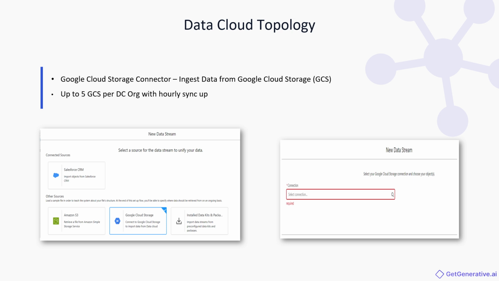Your Google Cloud Storage can ingest the data from Data Cloud Storage. You have up to 5 Google Cloud Storages per Data Cloud that can be synced up on an hourly basis. So there is some limitation with Google Cloud Storage versus Amazon S3 buckets.